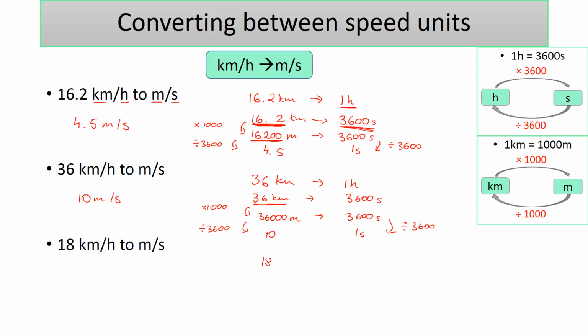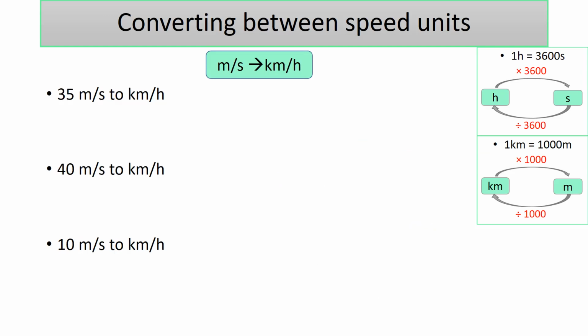And then the last one, 18 kilometers in 1 hour. 1 hour means 3,600 seconds. Now I want to convert kilometers to meters, so I need to times by 1,000. So that's 18,000 meters. Now I want the time per 1 second, so I need to divide by 3,600, which is 5. So the answer is 5 meters per second.